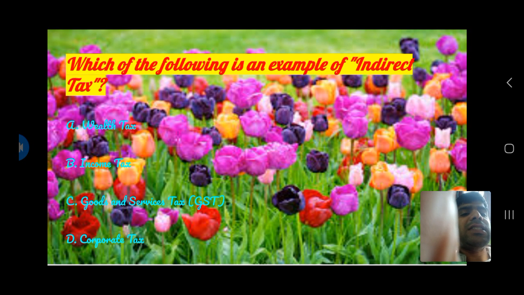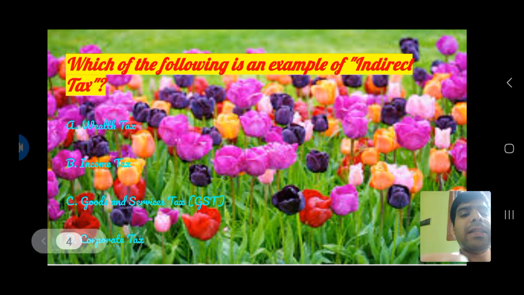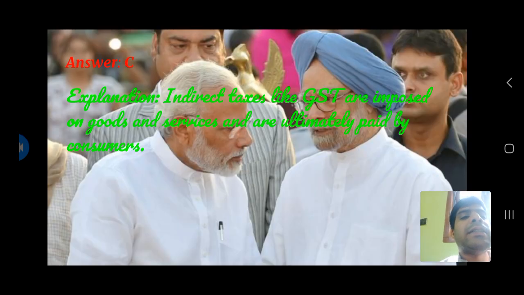And the next question is, which of the following is an example of indirect tax? The options are option A, wealth tax; option B, income tax; option C, goods and service tax; option D, corporate tax. And the correct answer is option C. Indirect taxes like GST are imposed on goods and services and are ultimately paid by consumers.